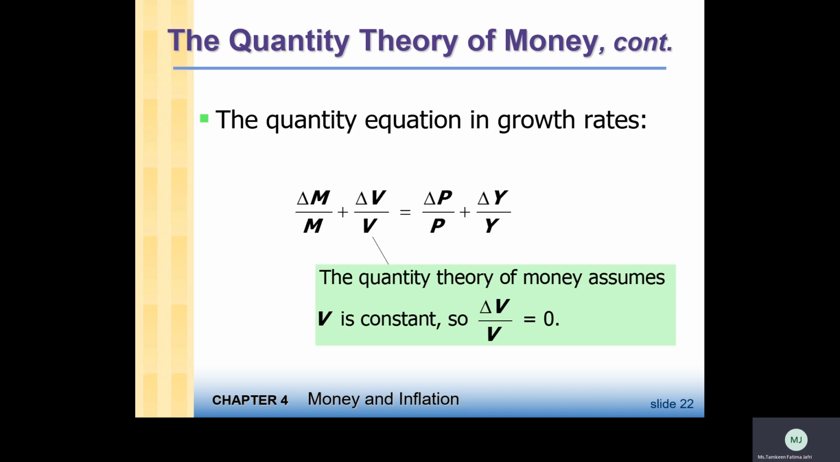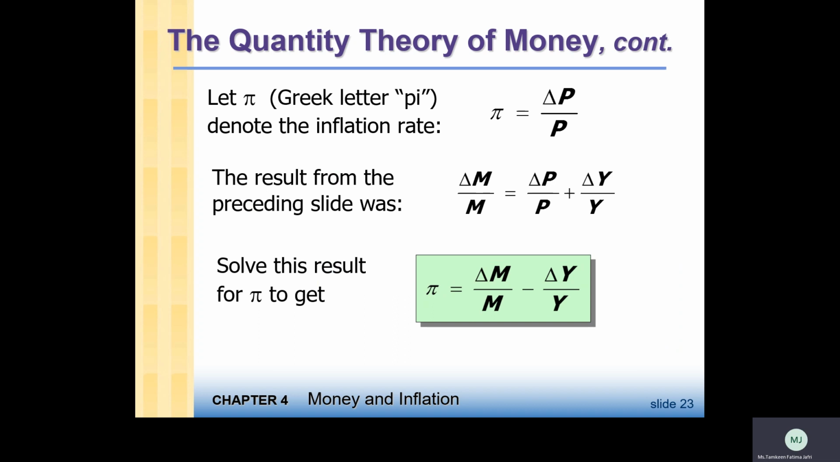And my equation simply reduces to this, where you can see that the percentage change in money supply is equal to inflation plus the percentage change in output. I'm going to denote inflation by this Greek symbol, pi. So you can solve for inflation, and what you get is this equation. Inflation is equal to the percentage change in money supply minus the percentage change in output.